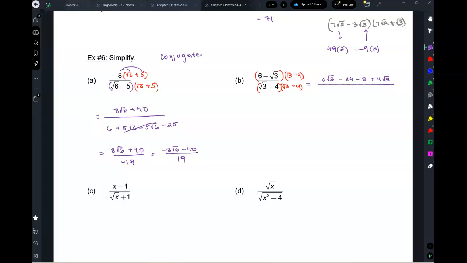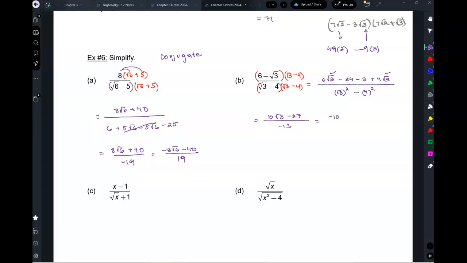Even though what we did here is correct mathematically, in honors we really do expect you to notice that there is a pattern and to be able to apply the pattern, the shortcut. So we're just going to square the first one, square the last one, with a minus in the middle. So finally, when I combine like terms, 6 root 3 plus 4 root 3, 10 root 3, minus 27, over, what is that? Negative 13.